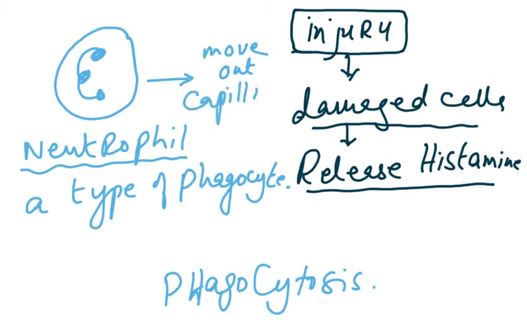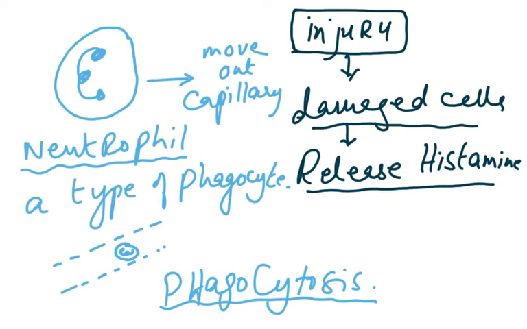This is the only cell which can move out of the blood vessels. Why capillaries? Why not arteries and veins? Because arteries and veins have very thick walls, and the capillary is the only one which has a single cell wall. So this phagocyte, or this neutrophil, can move out of the capillary, and this whole phenomenon is called phagocytosis.